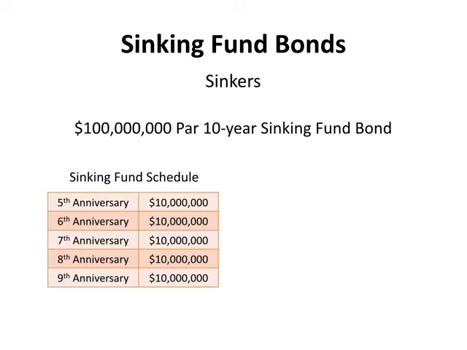It's easy to see that if the issuer honors the sinking fund schedule, by the time of maturity, 10 years after issuance, there is substantially less than the original $100 million par value of bonds still outstanding. If the issuer had met the sinking fund schedule, $50 million par value of bonds would have been retired prior to maturity, so only $50 million would be remaining outstanding to be retired at maturity.